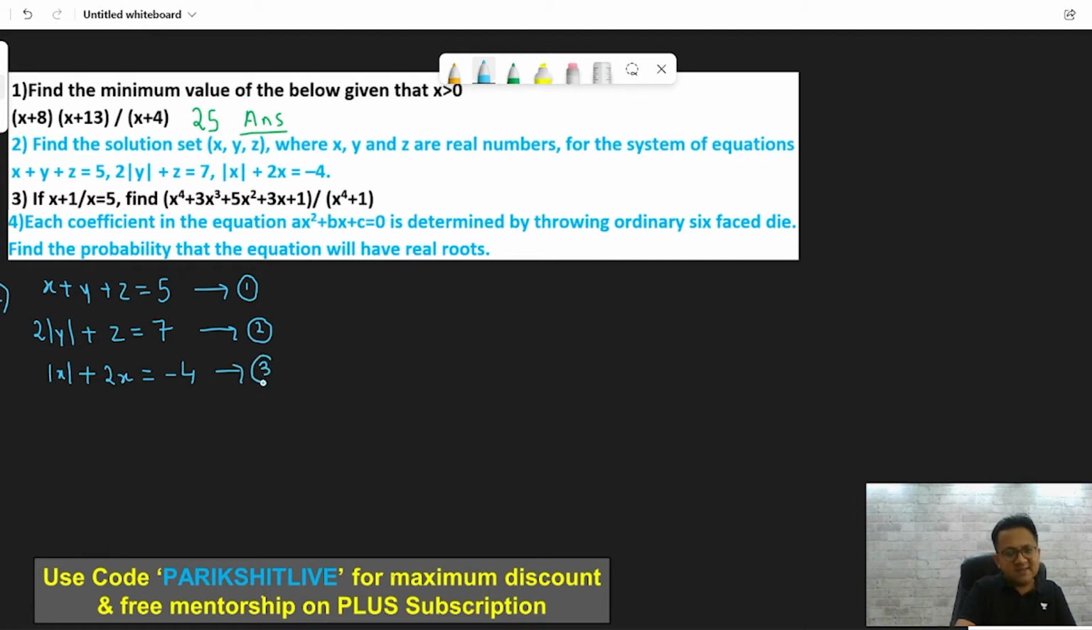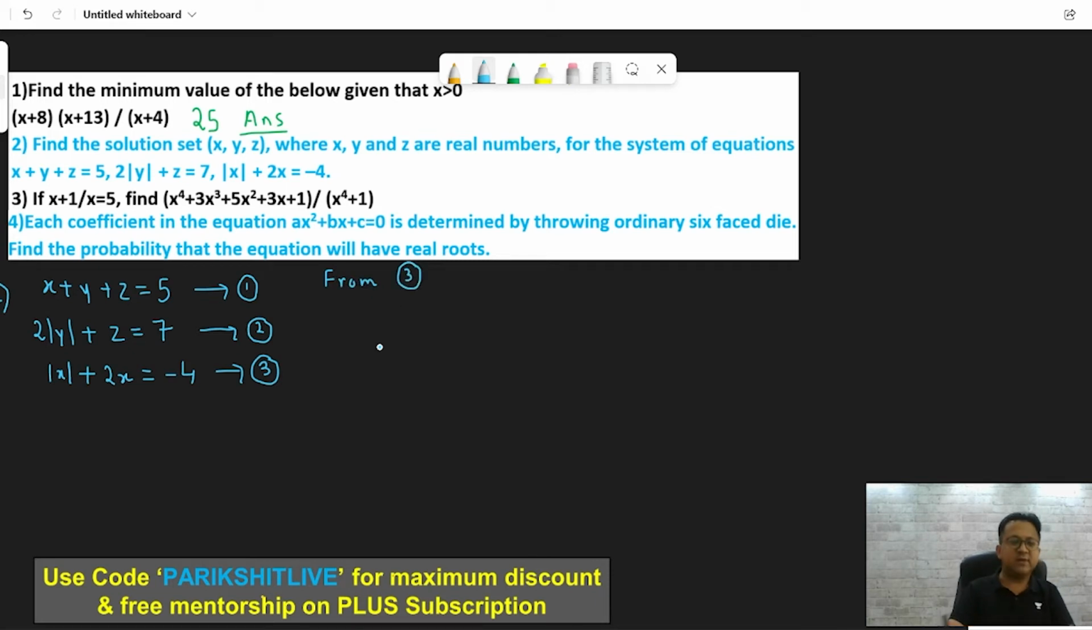Now, if I get this in the examination, my way of thinking would be that I should pick up equation 3. Why? For the simple reason that equation 3 has just one variable, which is X. So let's try it. From equation 3, I will concentrate on equation 3.